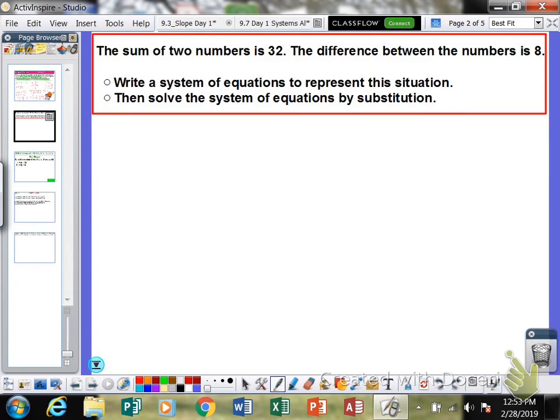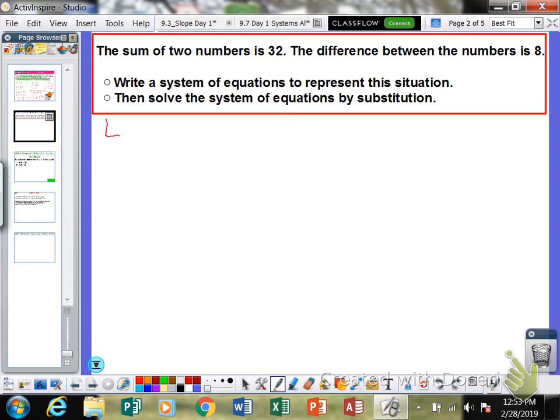Alright, our next problem says the sum of two numbers is 32. The difference between the numbers is 8. So I'm going to write a system of equations to represent the situation and then solve this system of equations by substitution. So let's stick with x and y as our variables when we're writing these system of equations.